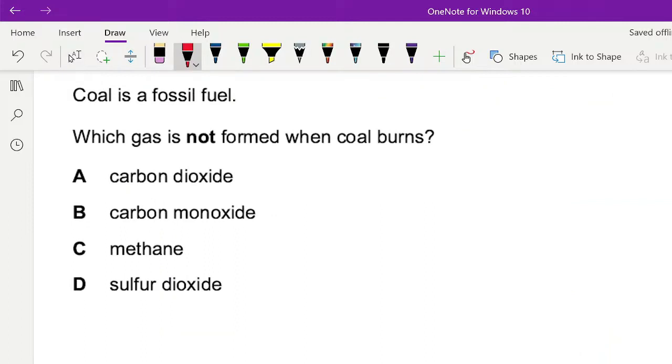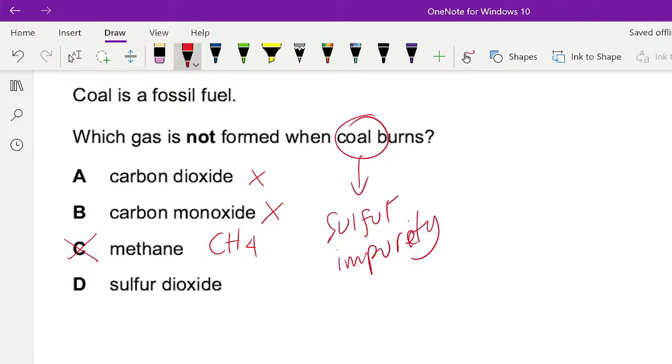Coal is a fossil fuel. Which gas is not formed when coal burns? Of course, carbon dioxide will form, carbon monoxide will form. Methane is not formed. Methane is CH4. It's not formed when coal is burnt. Sulfur dioxide is formed because in any fossil fuel, the main impurity is sulfur.